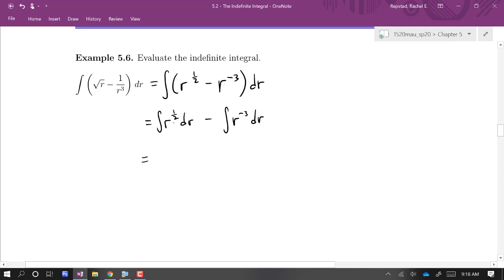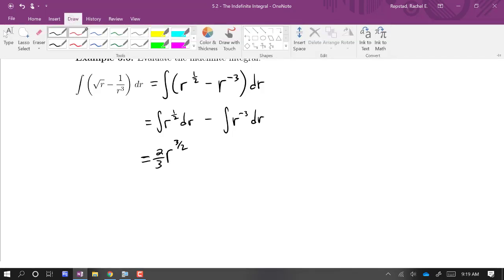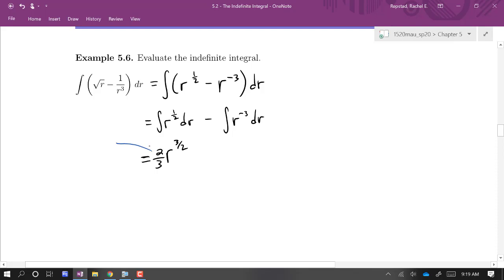And now I'm just going to undo the power rule, or I'm going to use that general power formula for integration that says I'm going to increase the power by 1. So that gives me r to the 3/2, and then divide by the new power. I'm going to divide by 3/2. That's the same as multiplying by 2/3. I just find it more convenient to write it this way, so it's already a little simplified.